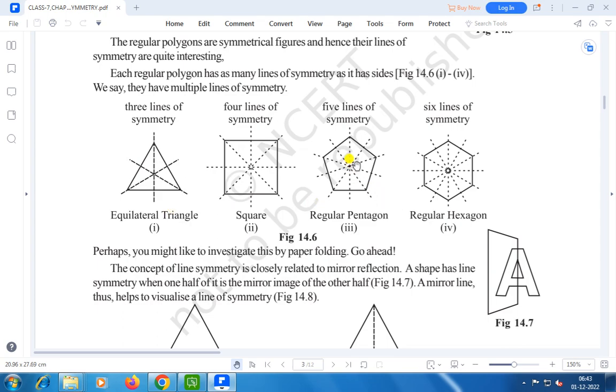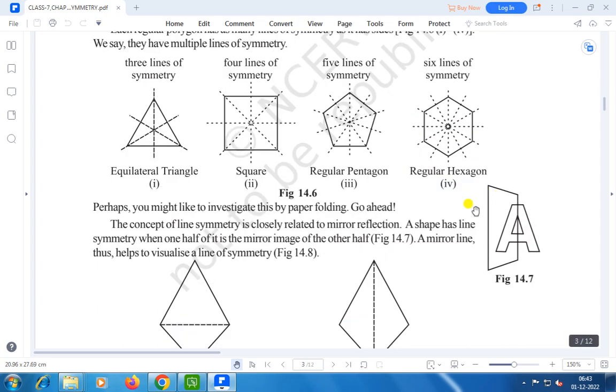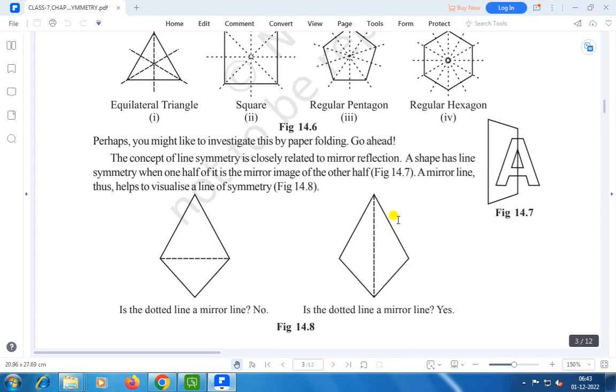In the pentagon also, how many sides? 1, 2, 3, 4, 5. So there are 5 lines of symmetry. Here you see a regular hexagon, 1, 2, 3, 4, 5, 6. There are 6 sides, therefore the lines of symmetry are 6. Perhaps you might like to investigate this by paper folding. Go ahead. The concept of line symmetry is closely related to mirror reflection.